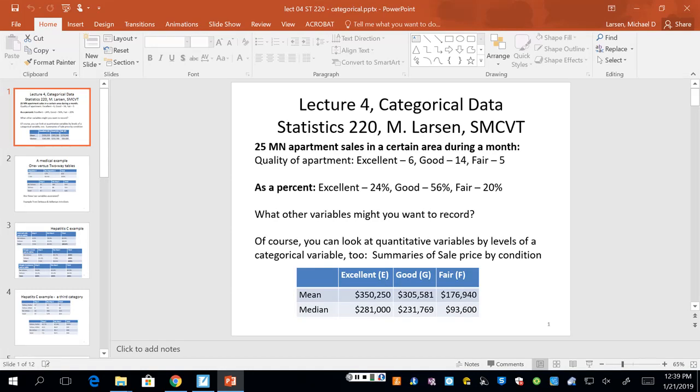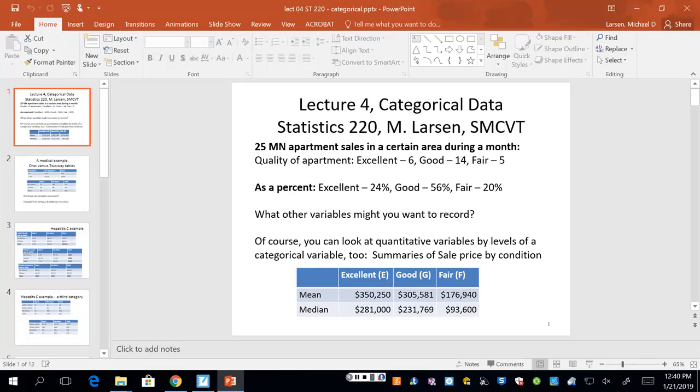Is this going to be similar to next month? Is it similar to last month? You could compare to see if there are trends and changes, but maybe about half, and this is not too far from a quarter, so maybe about a quarter fair, about half of them good, and then a quarter really excellent. That might suggest things about the population of housing stock out there.